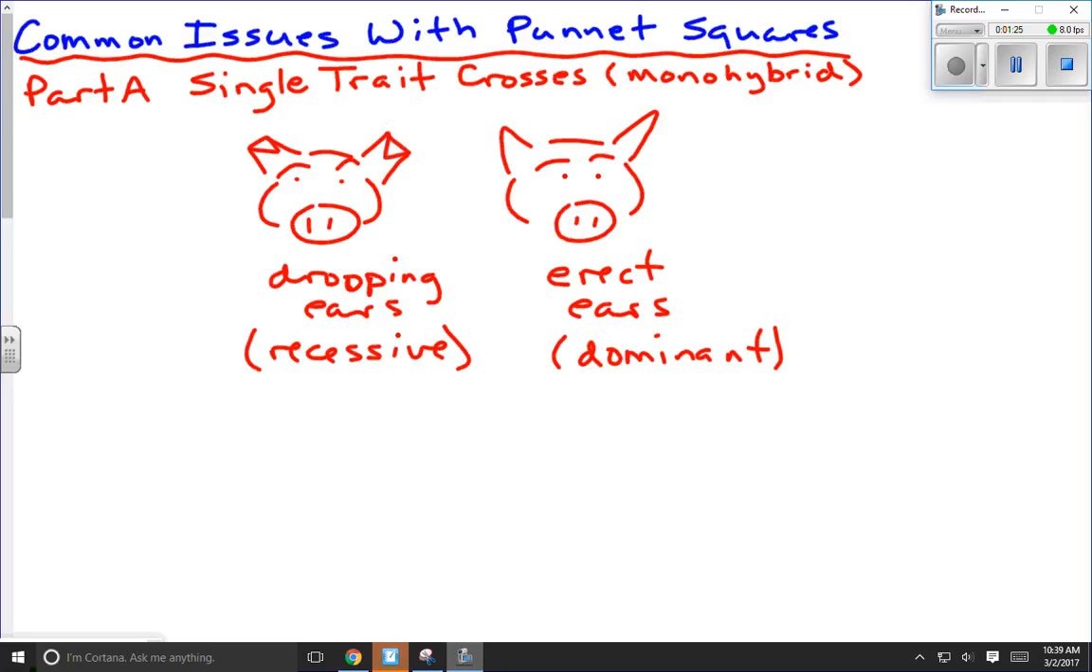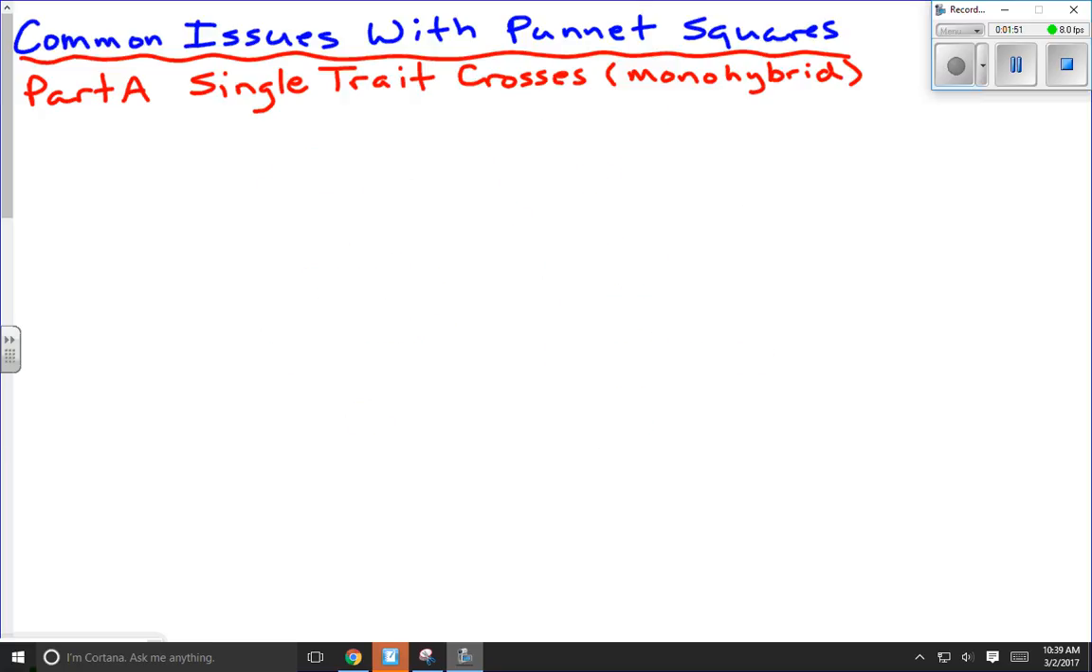So we're just going to pick some symbols here that we're going to work with throughout the examples. We will say that the erect ears, I'm going to use E for ear, we'll use a capital letter for the dominant trait, and we'll use a lowercase letter for the recessive trait. So for the examples today, we're going to look at big E for erect ears and little e for drooping ears. All right, so once we set that out, let's just erase our little piggies here. And we'll just set this up. Big E is equal to erect ears, and little e is equal to drooping.